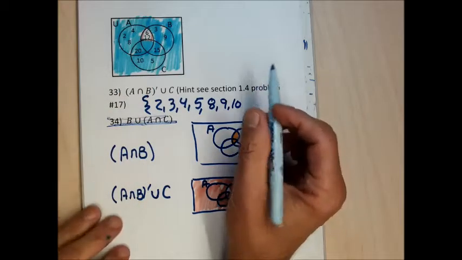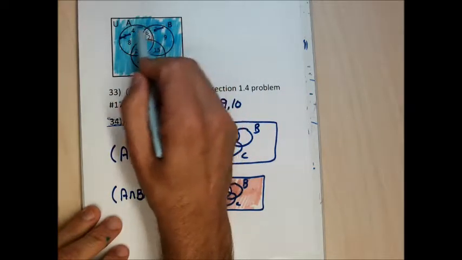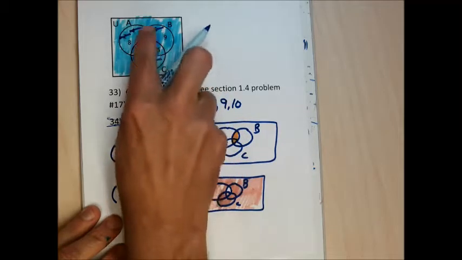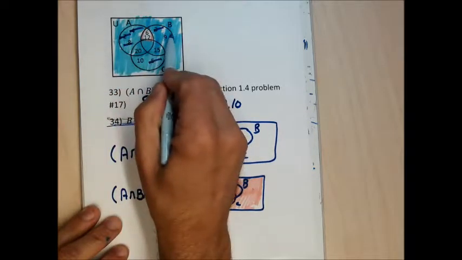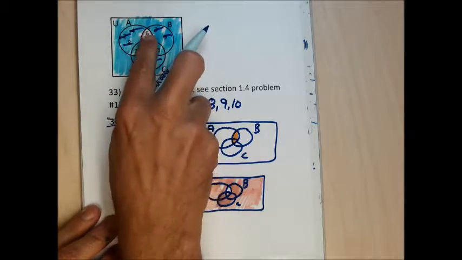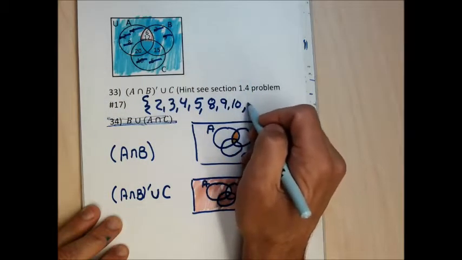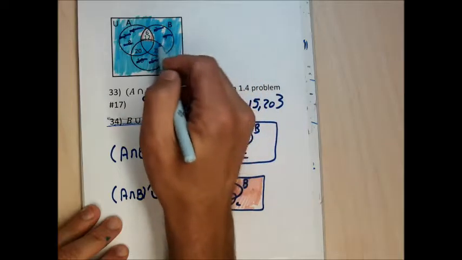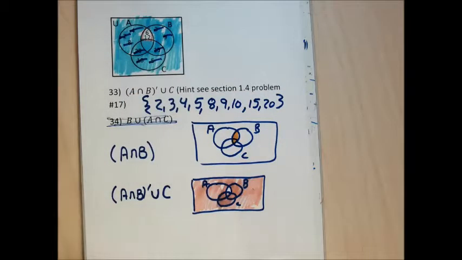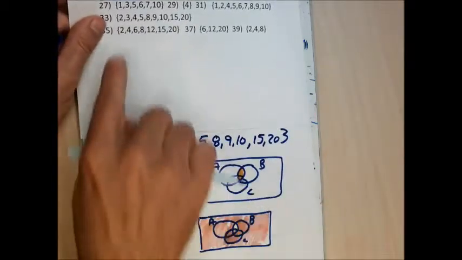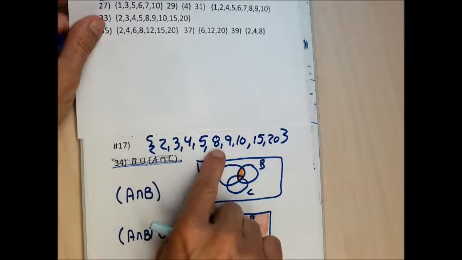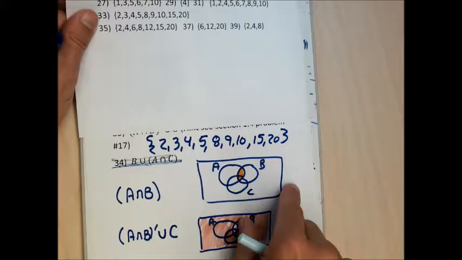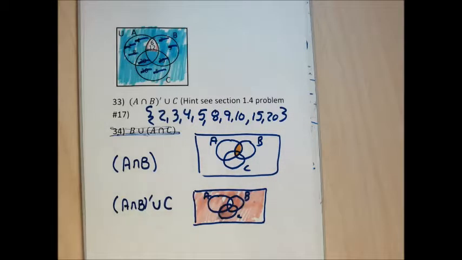So let me start marking these off. I marked off 2, 3, 4, 5. I'm skipping 6, 8, 9, 10. I'm skipping 12, and then 15 and 20. So I'm probably going to need to destroy that diagram a little bit in order to answer the question. Let me double check. On my problem 33, I have 2, 3, 4, 5, 8, 9, 10, 15, and 20, so I feel perfect. So you have 3 more problems to go.